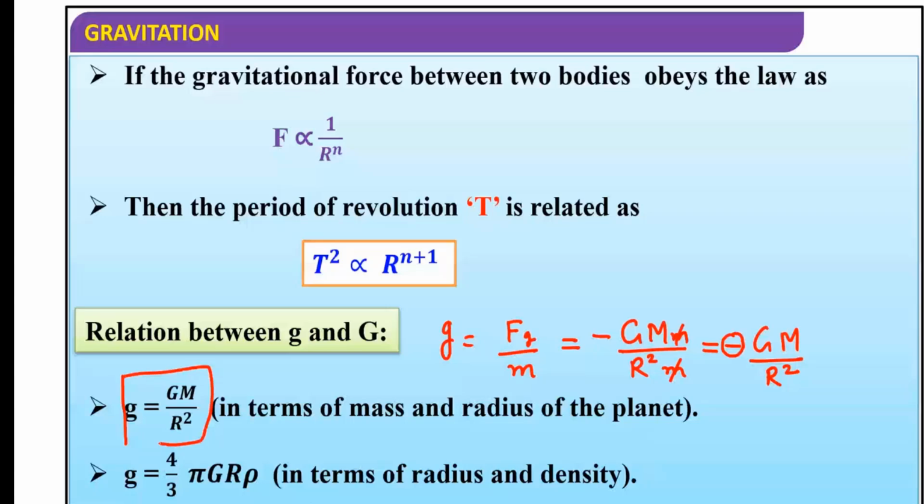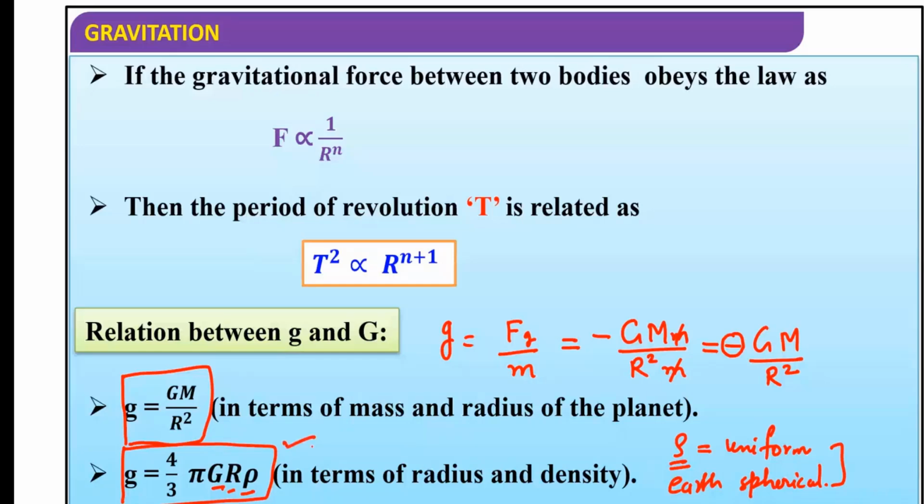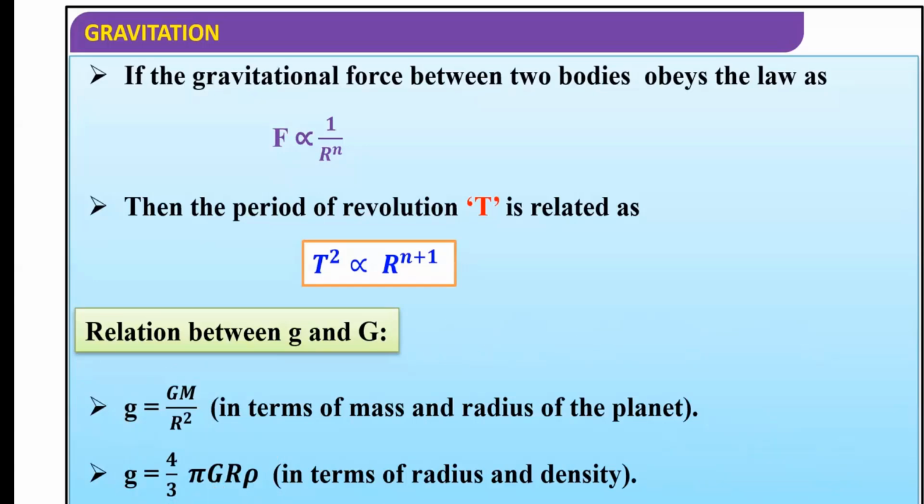In terms of density, the gravitational acceleration is given by 4 upon 3 pi G R rho. Here we consider two things. First, density of earth is uniform. Okay, only for the calculation purpose we did it. Second thing we have considered, earth is spherical in shape. Again, this is an assumption. Okay, so these two things we have considered only to solve the questions easily, right? I hope it is clear. Yes, sir.